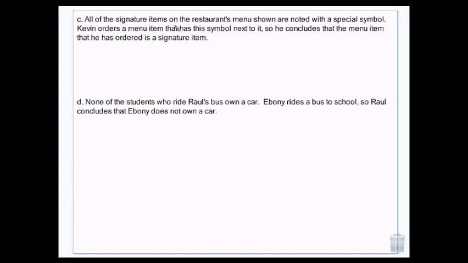All of the signature items on the restaurant's menu are noted with a special symbol. Kevin orders a menu item that has this symbol next to it, so he concludes that the menu item he has ordered is a signature item.